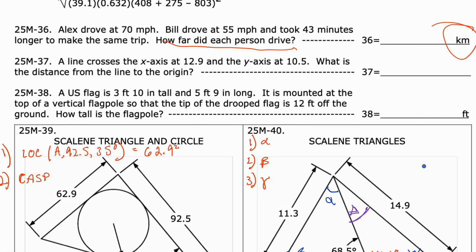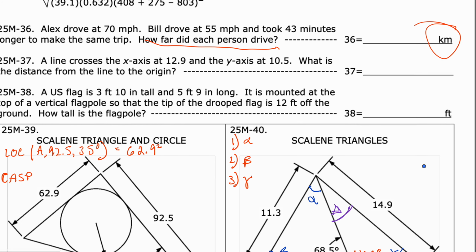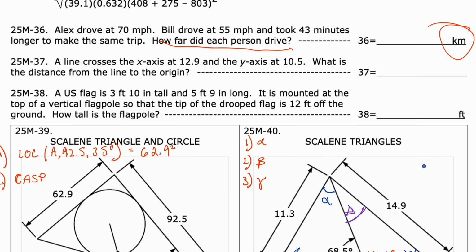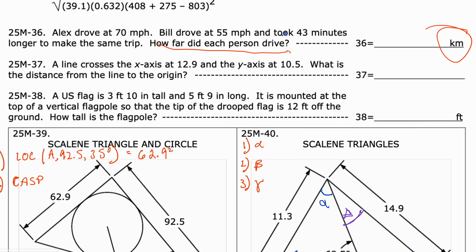Alrighty, welcome back. Let's go ahead and take a look at numbers 36 through 40. 36 reads: Alex drove at 70 miles an hour while Bill drove at 55 miles an hour and took 43 minutes longer to make the same trip. How far did each person drive?